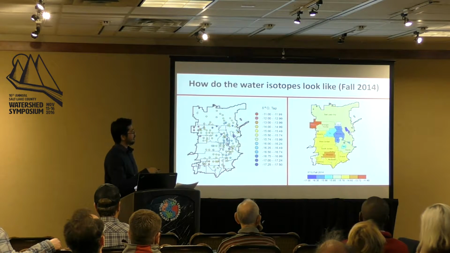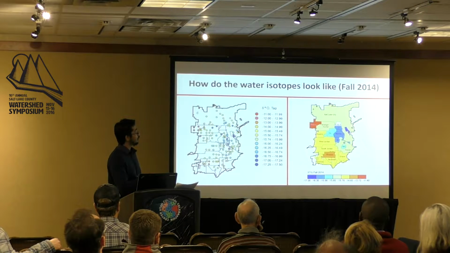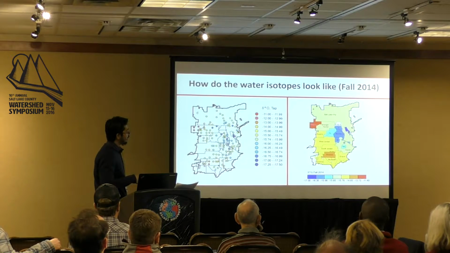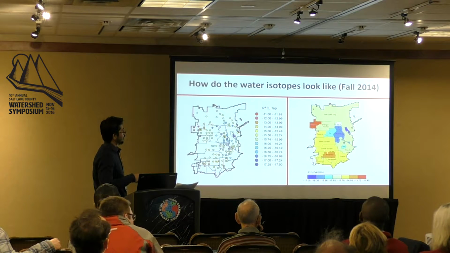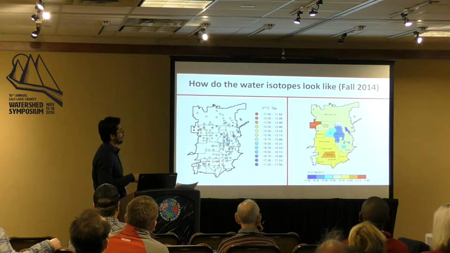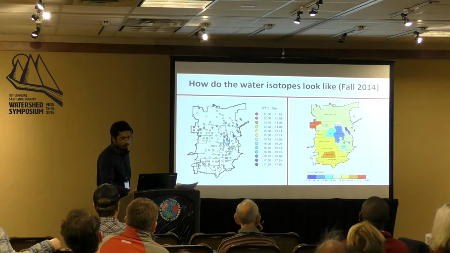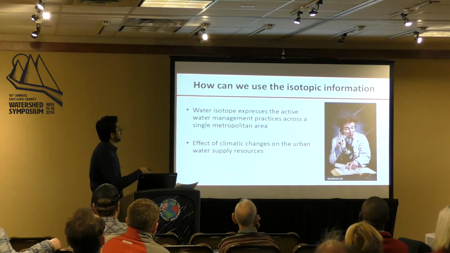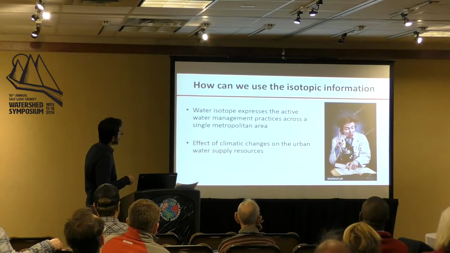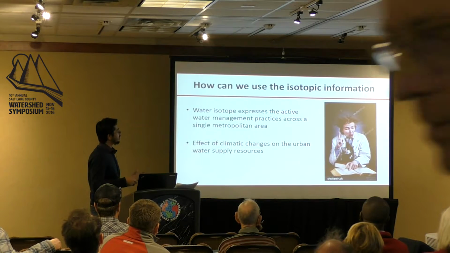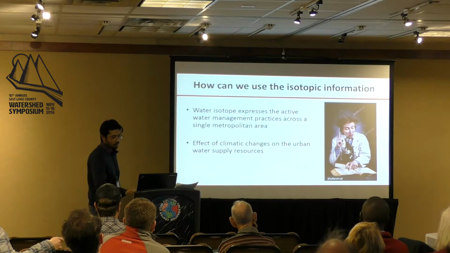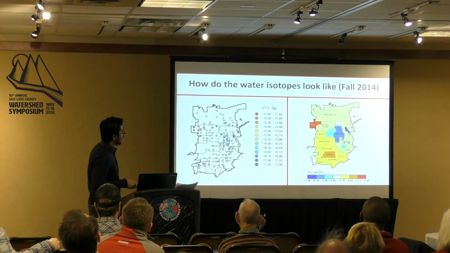What it shows is that these three districts, which are also the most populous, actually use water from a combination of the water supply to this region and the water supply to this region. So moving forward, what can we do with this kind of information? Water isotopes can be used to express the water management practices, as we saw in the last slide.